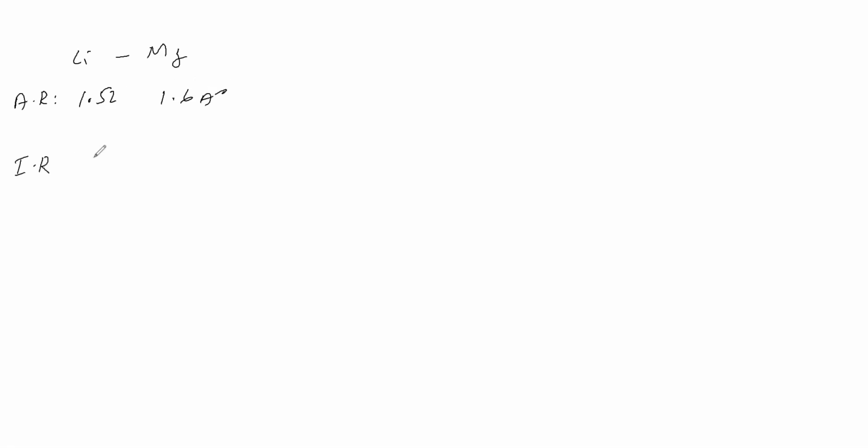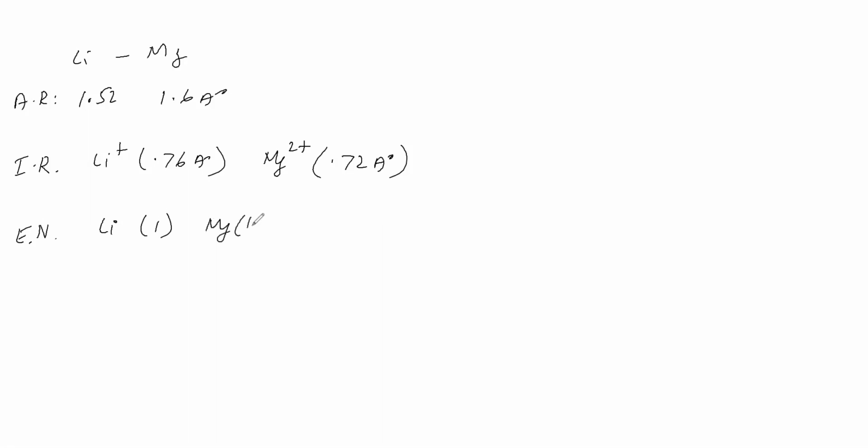Next we will see ionic radius. Li+ ionic radius is 0.76 angstrom, and Mg2+ ionic radius is 0.72 angstrom. Ionic radius also does not have much difference. Next we will see electronegativity. Electronegativity of lithium is 1, and magnesium is 1.2. Electronegativity does not have much difference.